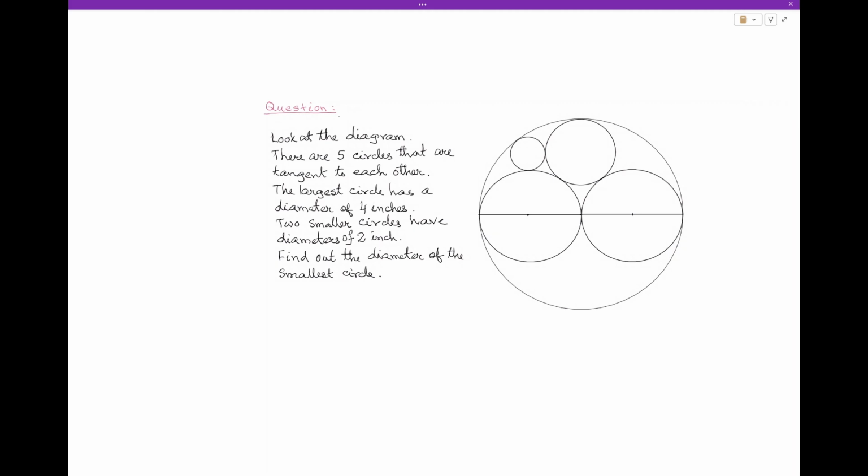Look at the diagram. There are 5 circles that are tangent to each other. The largest circle has a diameter of 4 inches. Two smaller circles have diameters of 2 inches. Find out the diameter of the smallest circle, that is this circle.